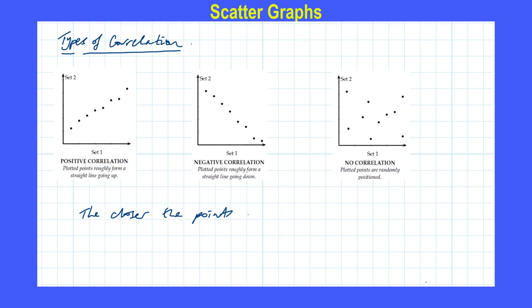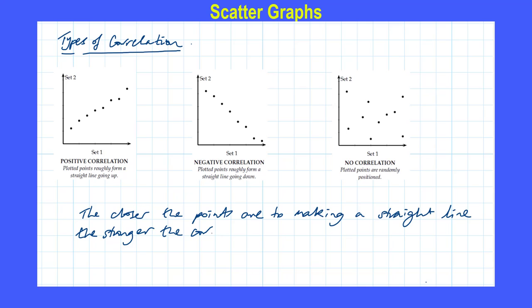If we can draw a virtual straight line through the points, the closer the points are to making that straight line, the stronger the correlation. So we might define it as having strong correlation or weak correlation. So we could quantify it in some way.